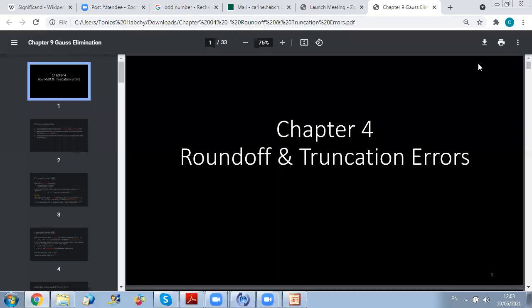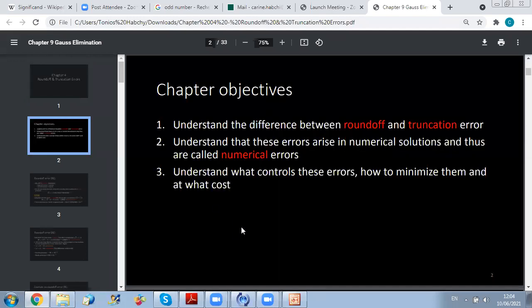So let us start. Today we will cover chapter 4, which will involve round-off and truncation errors. We will learn what round-off and truncation errors are and how we can minimize them. To start with, the chapter objectives will be to understand the difference between round-off and truncation errors, and understand that these errors can come from numerical solutions, which is why we can call them numerical errors. And we should know how to control them and what the cost of minimizing these errors will be.